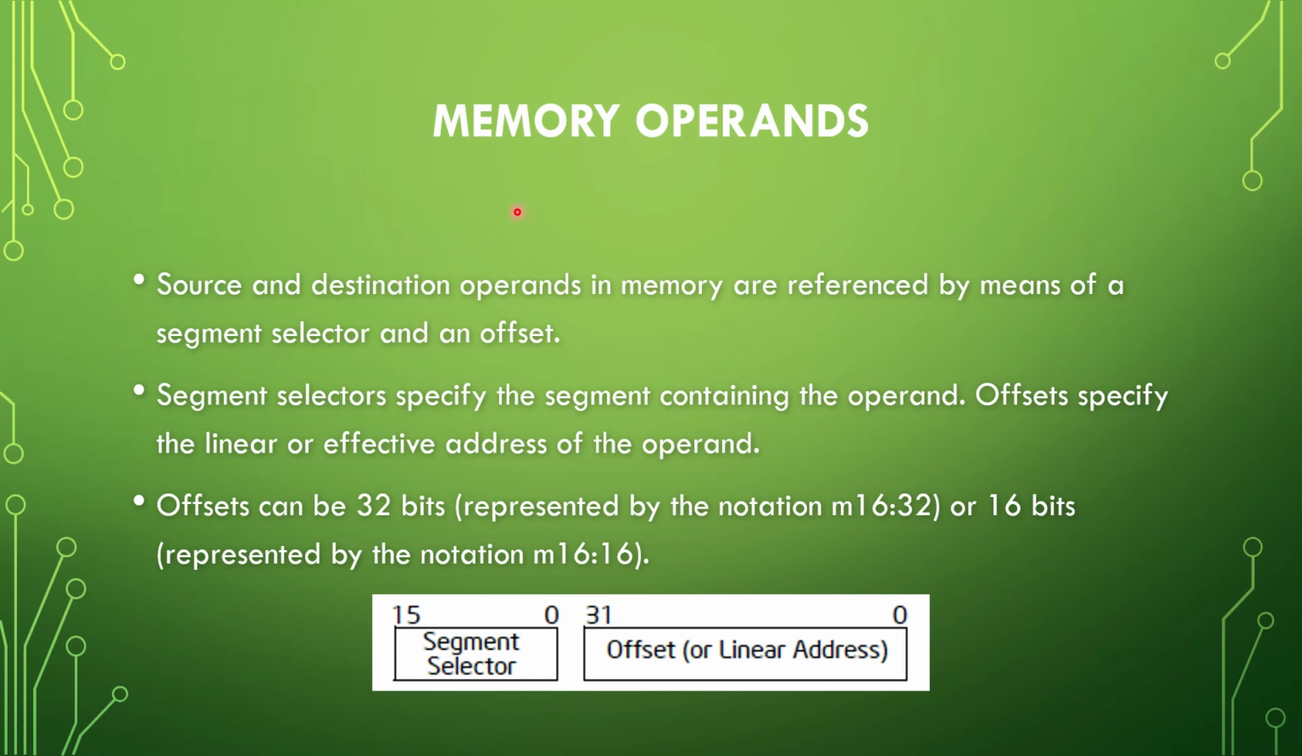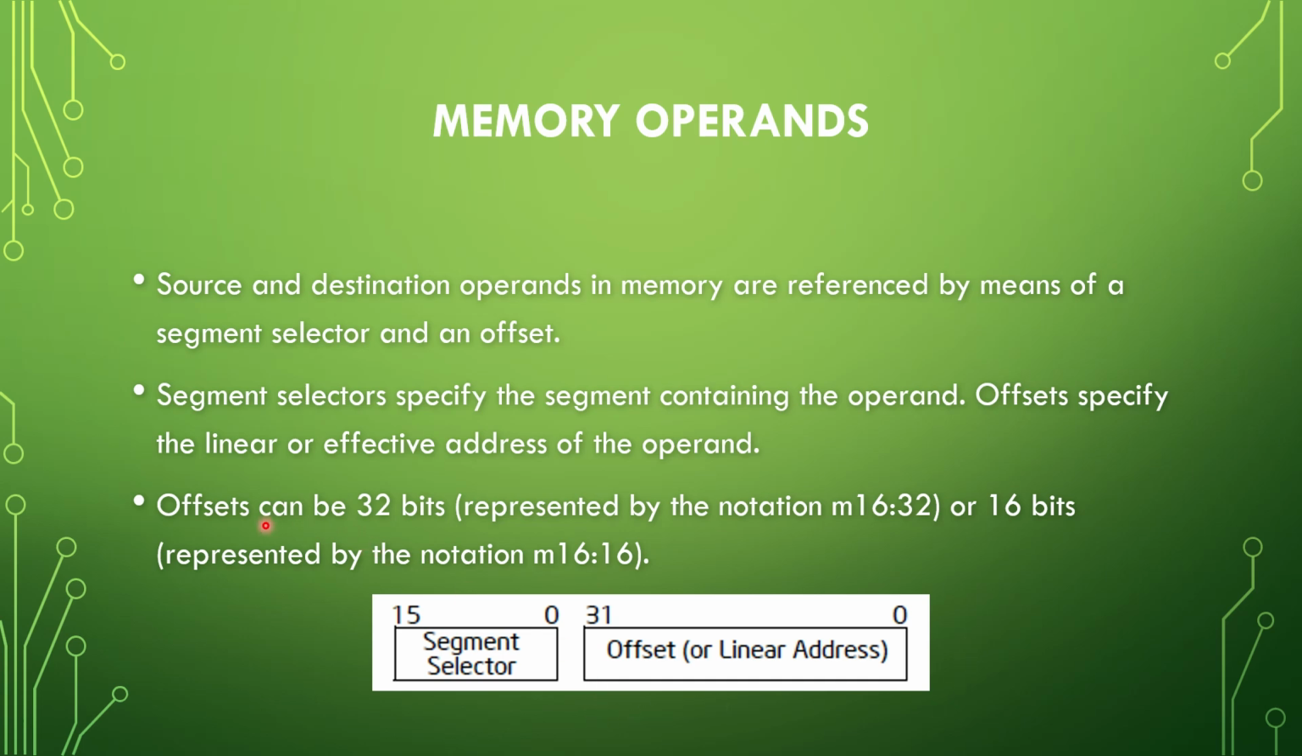so next comes the memory operands. Here in memory operands, the source and destination operands in memory are referenced by means of a segment register and an offset. Segment registers specify the segment containing the operand and offsets specify the linear or effective address of the operand. Normally, the offset can be 32-bit or 16-bit and the memory operand structure is shown here.